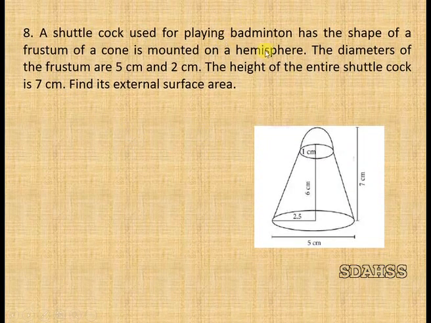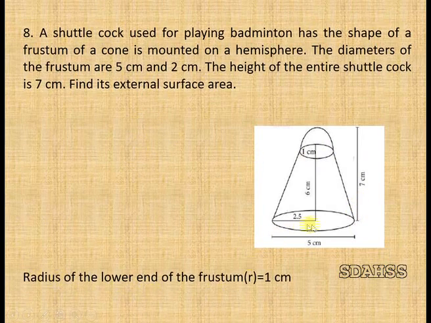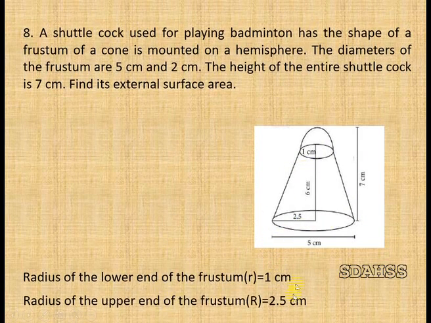The shuttlecock used for playing badminton has the shape of the frustum of a cone, is mounted on a hemisphere. The diameters of the frustum are 5 cm and 2 cm. So diameter is 5 cm, means its radius is 2.5, and the other end of the diameter is 2 cm, so its radius is 1 cm. The height of the entire shuttlecock is 7 cm. So the radius of the lower end of the frustum is equal to 1 cm, and the radius of the upper end of the frustum is 2.5 cm.